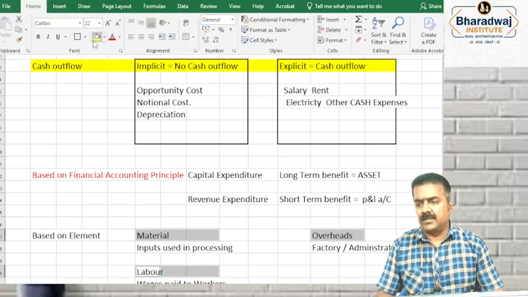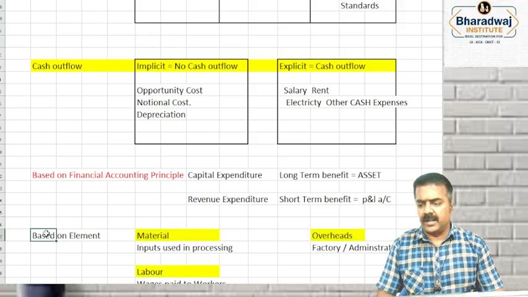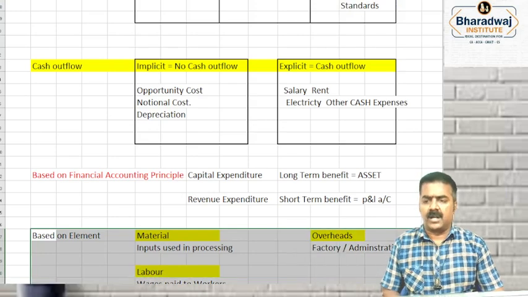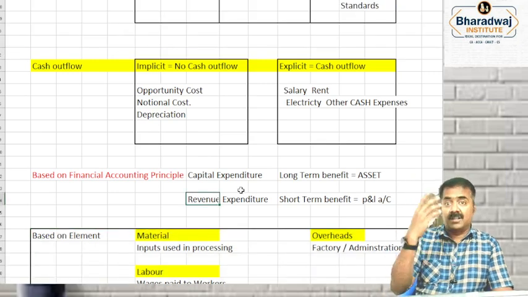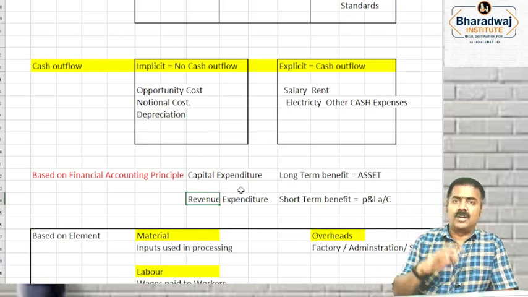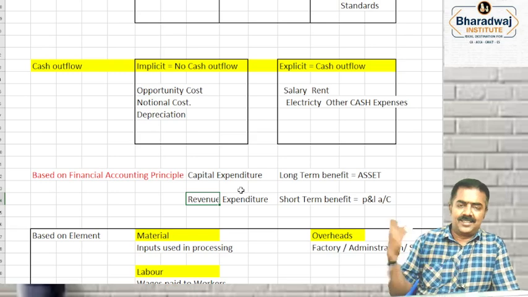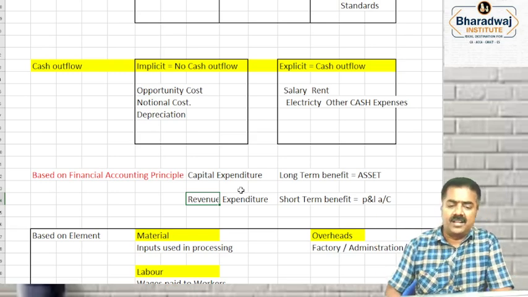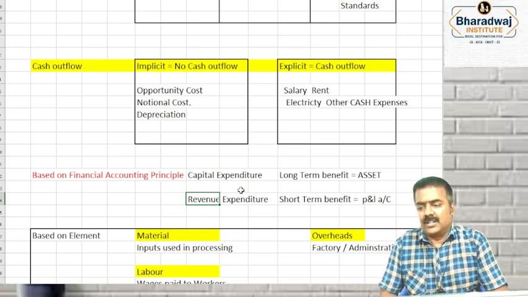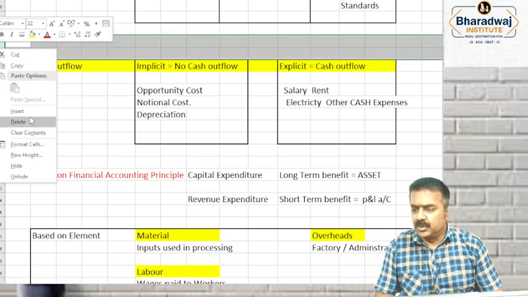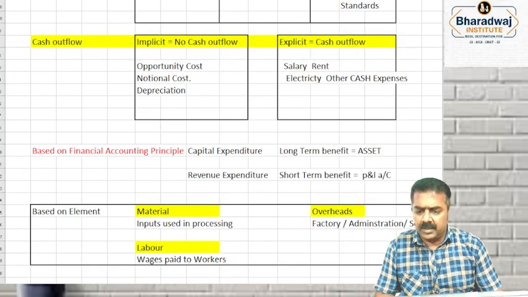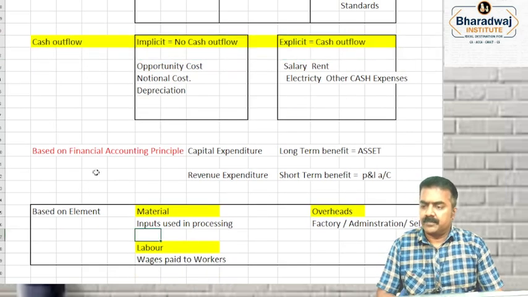Like this, based on elements, how many classifications of costs are there? Material, labor, and overheads. Any product, any job, or any work for that matter, definitely you will have all the three elements of cost. Without material, you cannot make a product, even you cannot render a service. Without labor, who will do the work? Overheads, definitely, without factory or administration or selling, the product or service cannot move to the customer. So this is about classification based on elements.